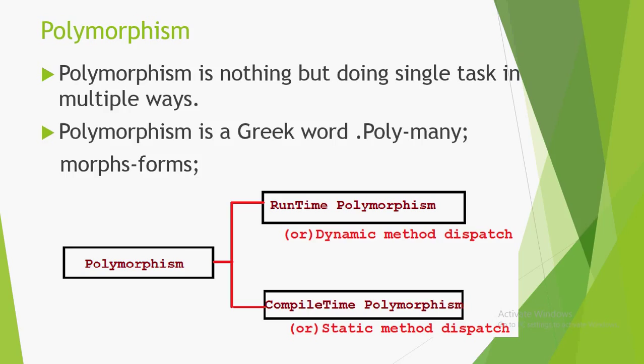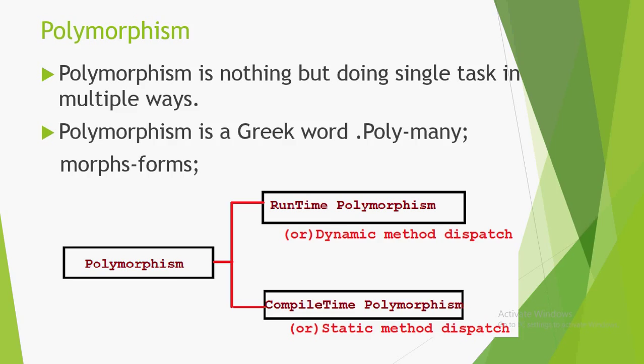In Java, polymorphism is of two types. One is runtime polymorphism, also known as dynamic method dispatch, and another one is compile time polymorphism or static method dispatch. The best example for runtime polymorphism is method overriding, and for compile time polymorphism is method overloading.